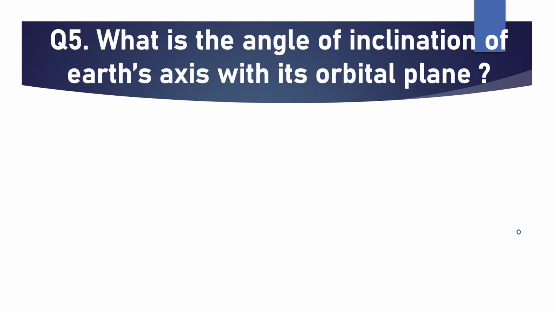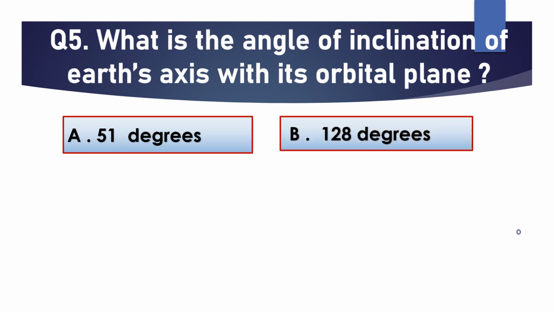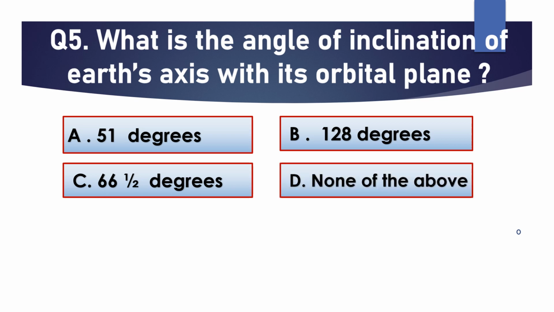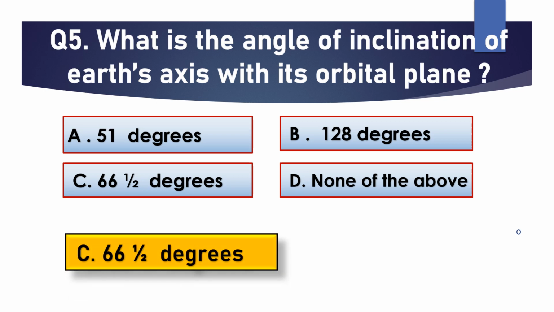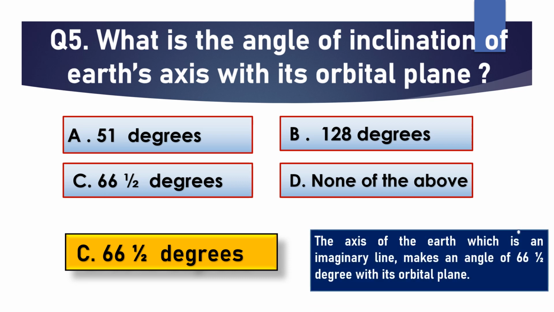Question number 5. What is the angle of inclination of Earth's axis with its orbital plane? Options are A. 51 degrees, B. 128 degrees, C. 66.5 degrees, or D. None of the above. And yes, you know it right. It's 66.5 degrees. The axis of the Earth, which is an imaginary line, makes an angle of 66.5 degrees with its orbital plane.